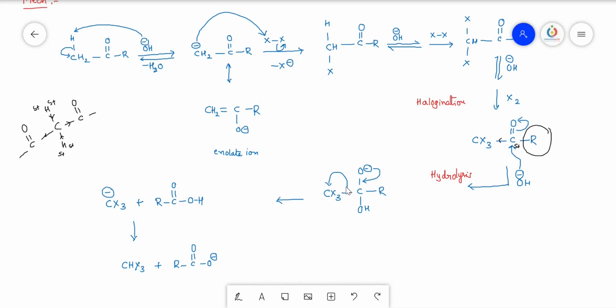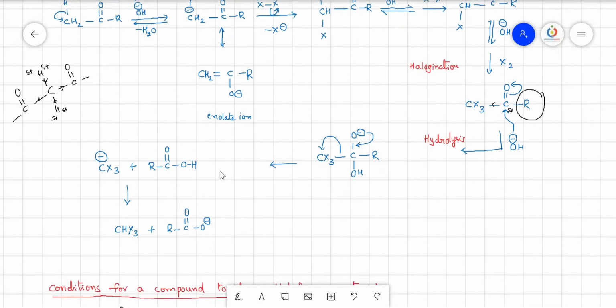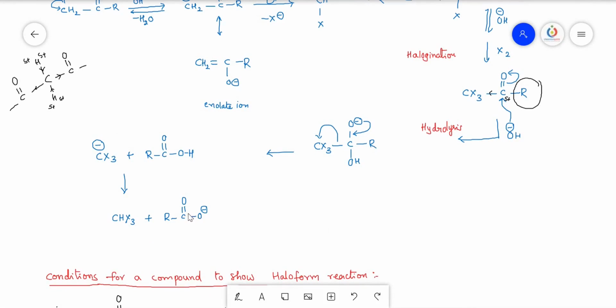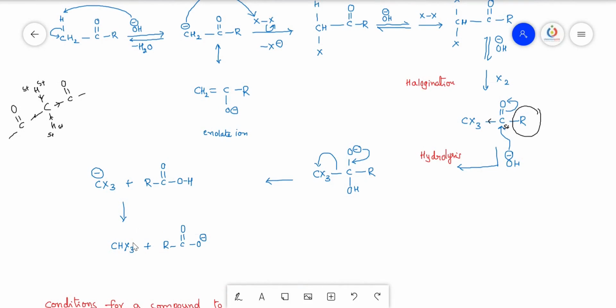Later this negative charge will come back, and CX3 will be a better leaving group than OH, so that CX3 minus will be removed. Later this carboxylic acid releases one proton to the CX3 minus, so that we get CHX3, which is called the haloform. If you use bromine here, you will get bromoform. If you use chlorine here, you will get chloroform. If you use iodine here, you will get iodoform.